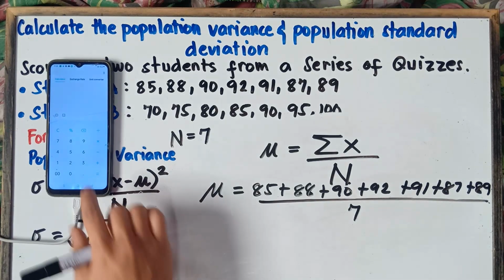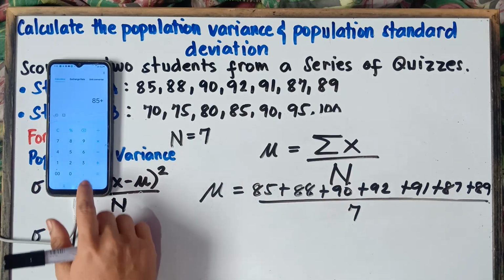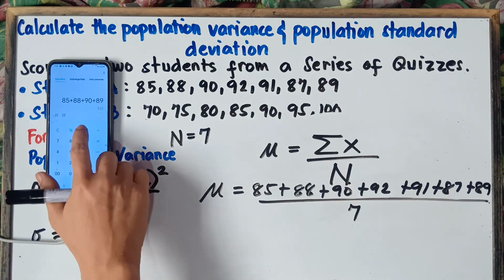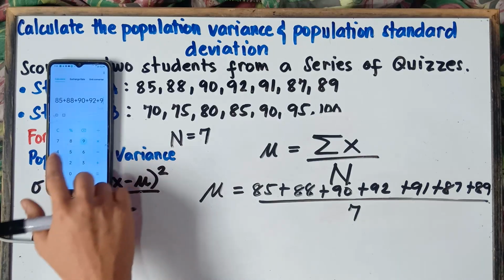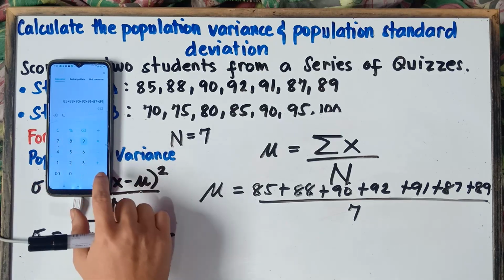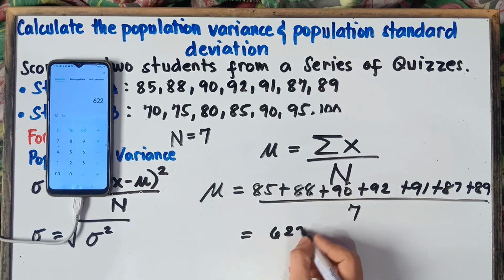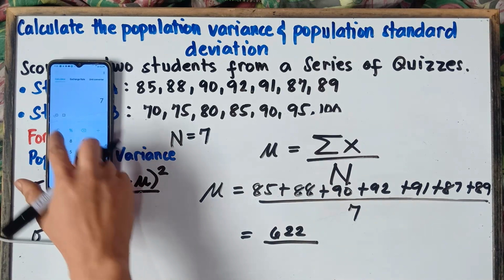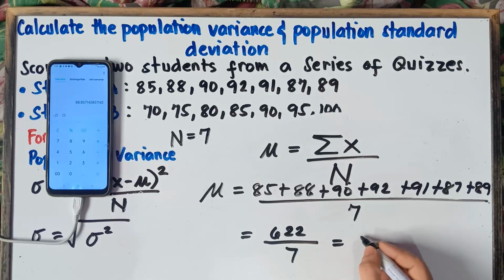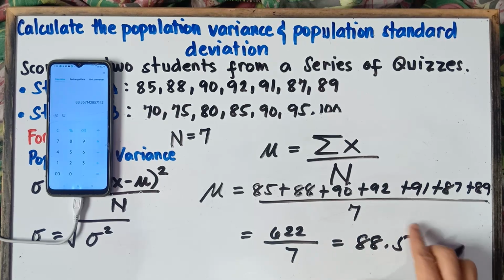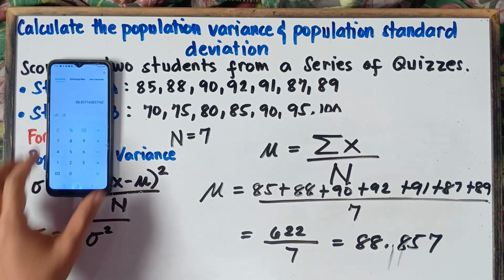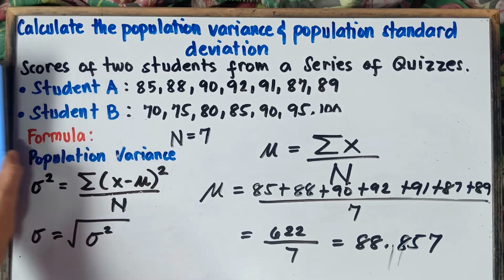Alright, so simply use your calculator. 85 plus 88 plus, do it step by step, plus 92, plus 91, plus 87 plus 89, that would be 622. 622 divided by 7. The answer, class, is 88.857.